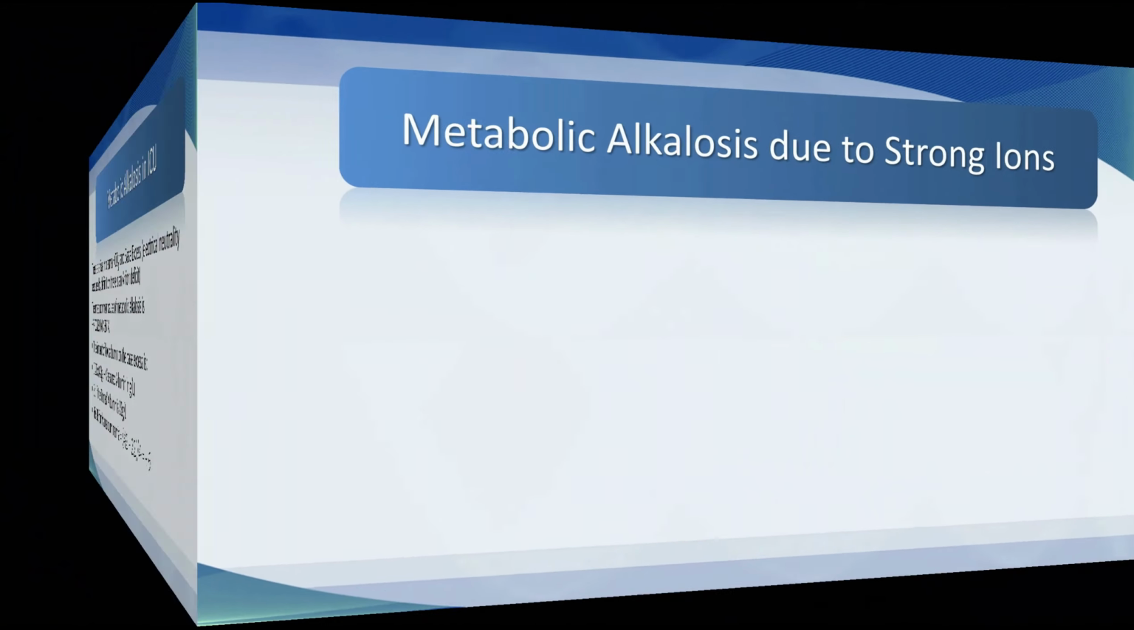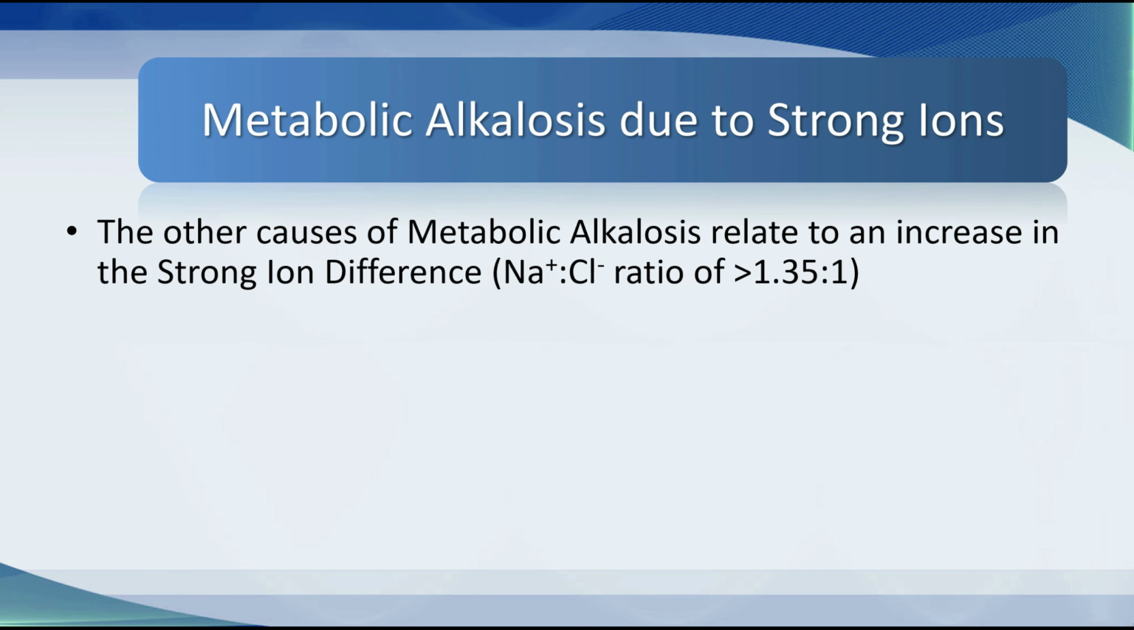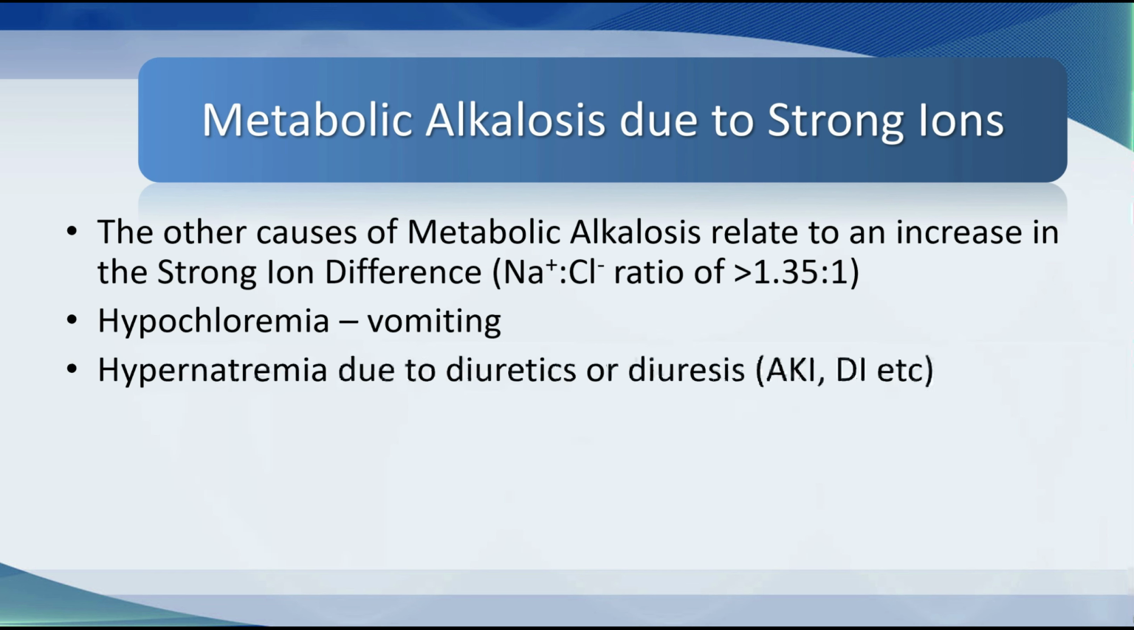The other causes of metabolic alkalosis in the ICU relate to strong ions. In particular, when the sodium to chloride ratio increases above 1.35 to 1. Usually what that means is that chloride has fallen below 100 millimoles per liter. And you see this in hypochloremia associated with vomiting, but sometimes also diarrhea. There can also be a widening of the sodium to chloride ratio due to hypernatremia. So the chloride might be normal, but the sodium goes up.